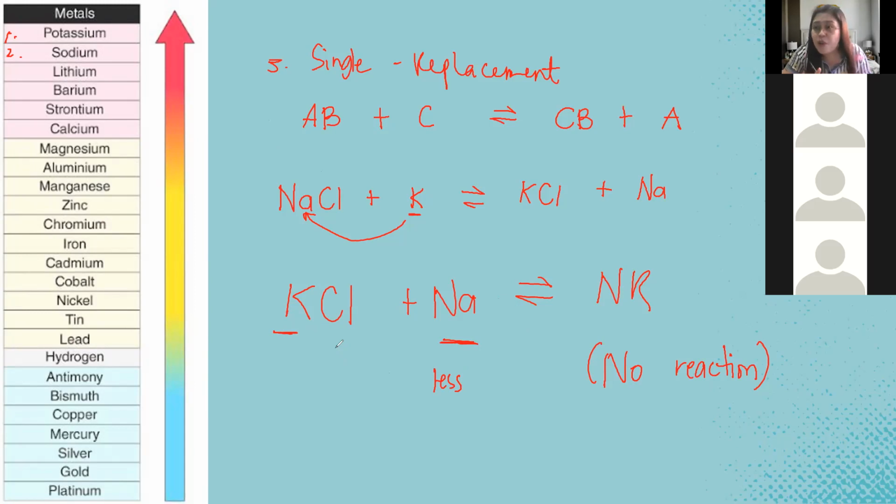That is the reason why I need you to write also in your index card the activity series of metals, kasi pwedeng no reaction yung answer. Magiging no reaction yan siya kapag ang element na supposedly ipapalit mo ay less reactive. So pag less reactive siya, hindi mo talaga yan matatalo. Okay? Questions?